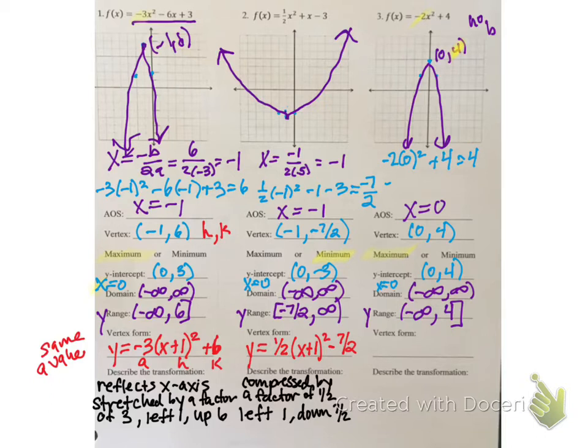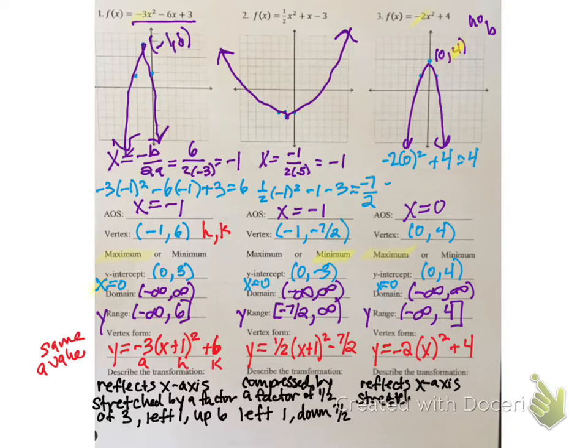Then if I were to put this into vertex form, it would be y equals, my a value is -2, x minus 0, so just x squared. You don't even have to put the parentheses, I just did out of habit. And then plus k, so plus 4. Then my transformation, it opens down, so I would say reflects x-axis. Then it is stretched because my a value is going to be greater than 1. So stretched by a factor of 2.